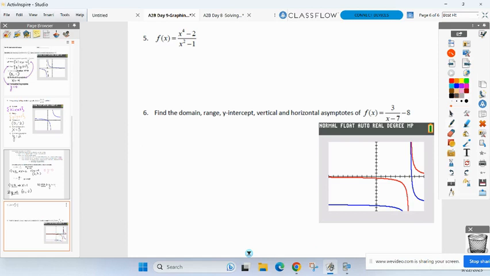Do we need to graph it for this one? No, I do not want you to do any graphs. I don't care about the graphs at anything. I just want you to look at it and tell me, ready? Vertical asymptote.